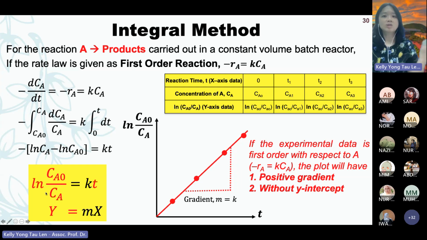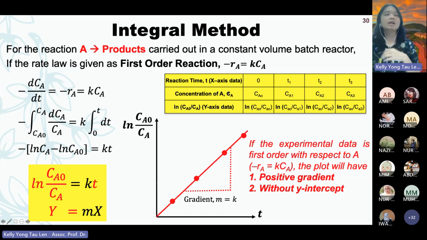Okay, before I forget, this question is provided, tapi you have to really know by yourself. From equation tu, mana satu jadi Y-axis, mana satu jadi X-axis. So you can see naturally, Y-axis data yang saya kena plot mestilah data ln CA0 per CA. Dan data paksi X saya adalah time. Okay, so kamu kena ingat, data eksperimen kita adalah apa? Hanya CA dan time, right?